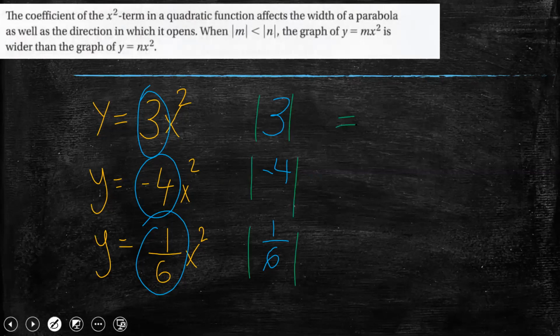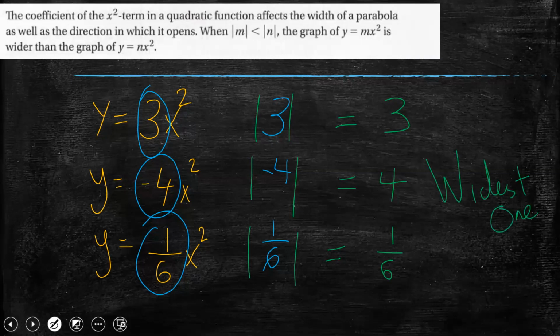What is the absolute value of 3? It's 3. The absolute value of negative 4? 4. And for 1 over 6? 1 over 6. Then after that, which is the greatest number? 3 or 4 or 1 over 6? 4. See, 4 is the greatest number, so it will be the widest one. And which is the smallest, 3 or 1 over 6? 1 over 6. So 1 over 6 will be the narrowest one. And this one will be in the middle.